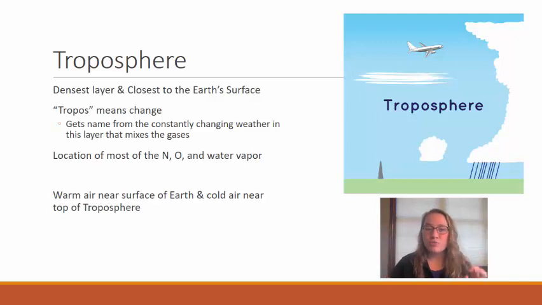Now, the term tropos means change, and this gets its name from the changing weather patterns and the constant mixing that takes place close to the Earth's surface. So the main characteristic that you need to know about the troposphere is that this is the location of the weather on Earth. Most of the nitrogen, oxygen, and water vapor are found within the troposphere.